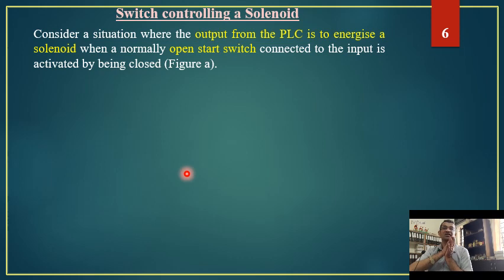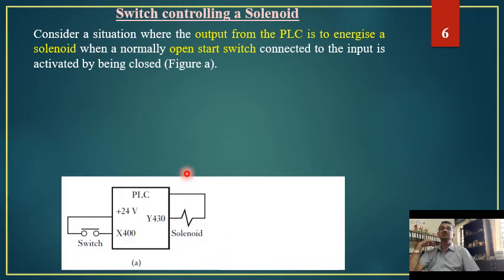Now what is the condition? The condition given is that a normally open start switch connected to the input is activated. So it means that one normally open, NO type, start switch is connected as the input, and that particular switch must be energized to energize the solenoid. So let us see the circuit. So here we have the circuit.